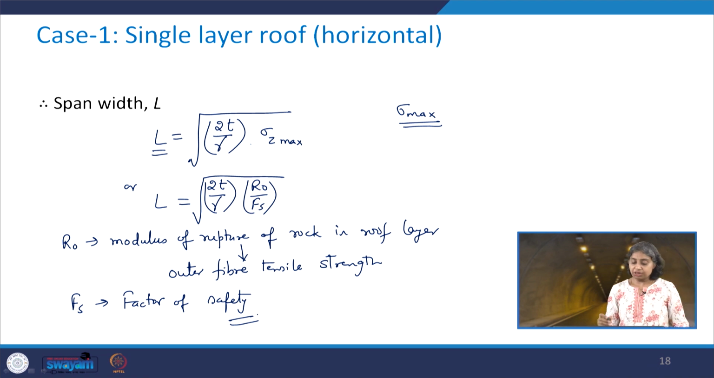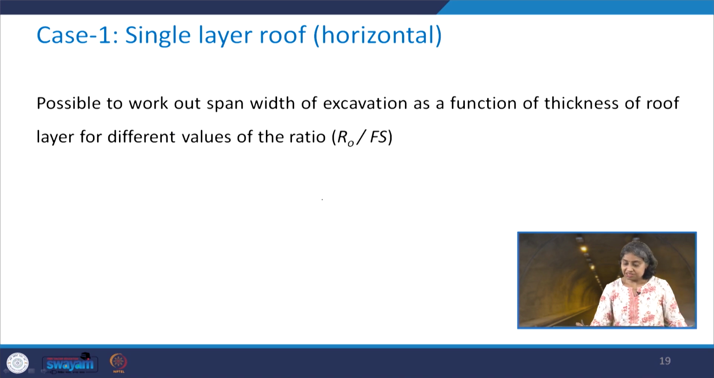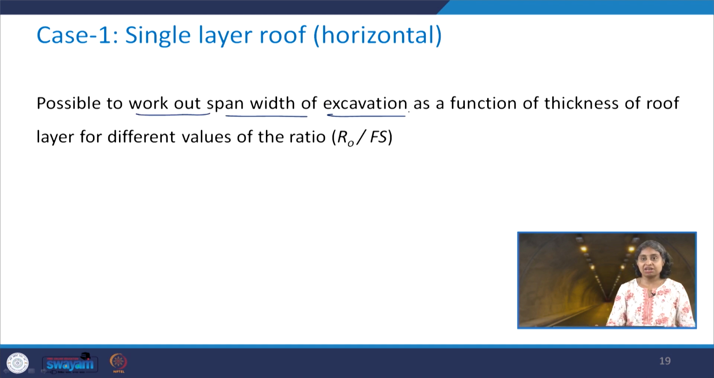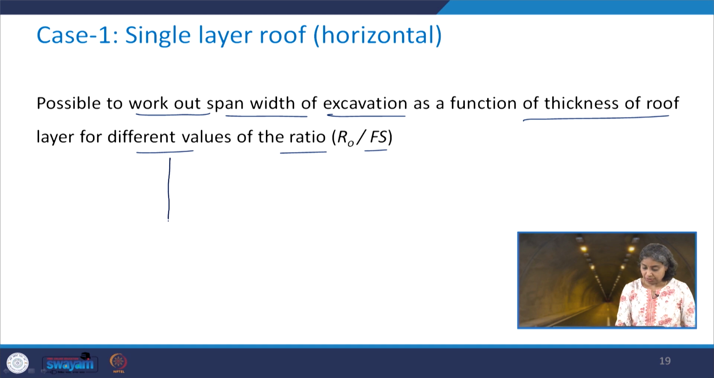So, here we can consider various values of R naught upon Fs, and then try plotting the variation between the roof thickness, that is T, and the span width, which is L, but then we have to choose the appropriate scale. So, we work out the span width of the excavation as a function of thickness of roof for different values of this ratio R naught by Fs. And how do we plot it?